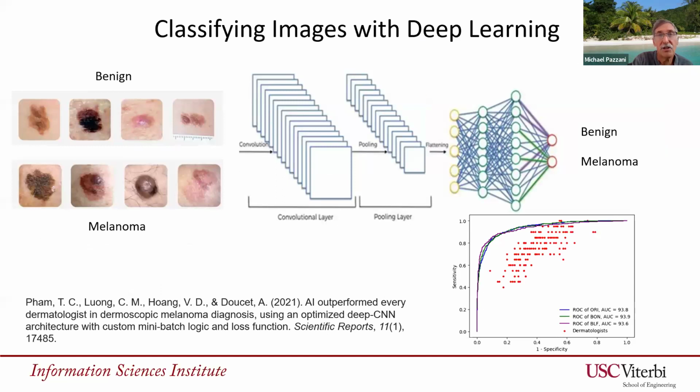So I'm sure you're familiar with using deep learning and convolution neural networks. Here's an example from 2021 that some people did. Essentially, you train it by giving it images of benign moles and moles with melanoma. It learns to distinguish them. And when presented with a new mole, it tells you whether it's benign or has melanoma with a certain probability.